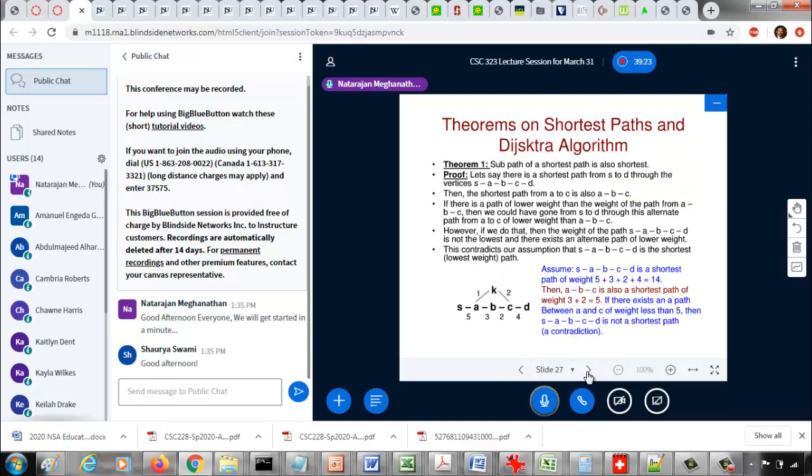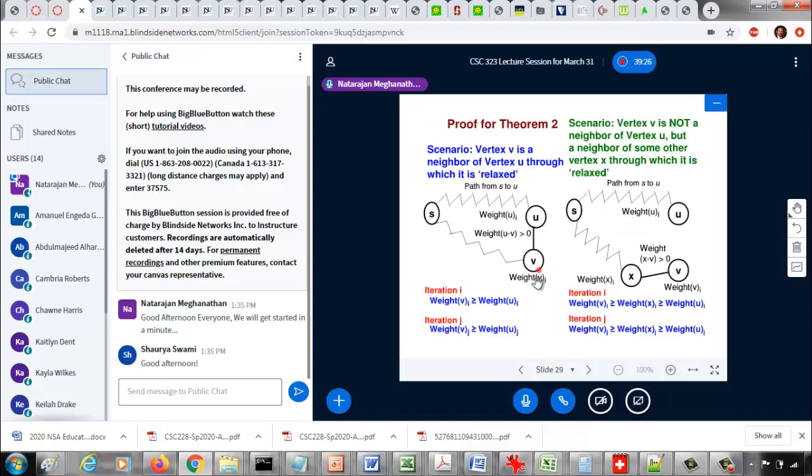So even after the relaxation, the estimated path weight for v is going to be greater than or equal to, at the worst case, the weight of u. It's not going to become less than the weight of u, because what we want to prove is that the shortest path weights of the vertices that are optimized are in non-decreasing order. So if we end up optimizing v in a later iteration, after iteration I, the path weight for v is going to be greater than or equal to the path weight of u that was optimized in the ith iteration, the earlier iteration. So this is if v is a neighbor of u.